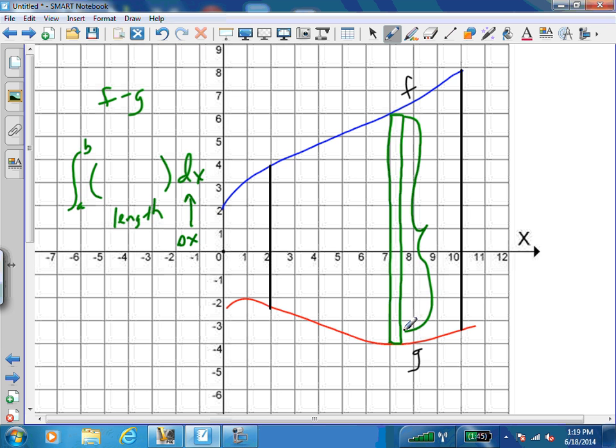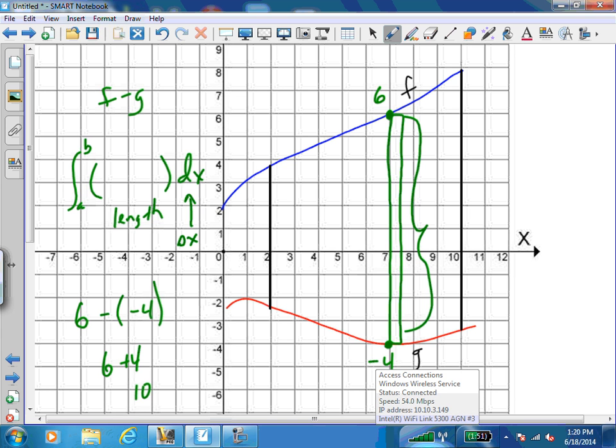Well, let's use this particular value. What is f here? What is the y value here? 6. What is the y value here? -4. So if we take f minus g, you get 10. Well, that's really how long that is. 1, 2, 3, 4, 5, 6, 7, 8, 9, 10.